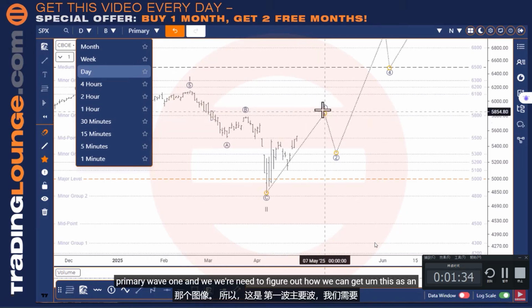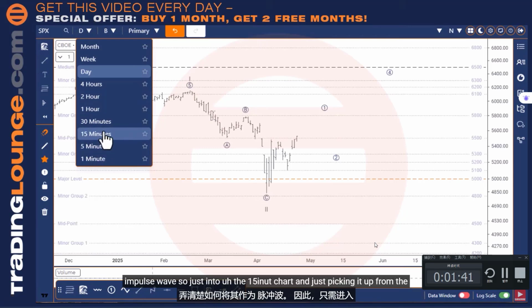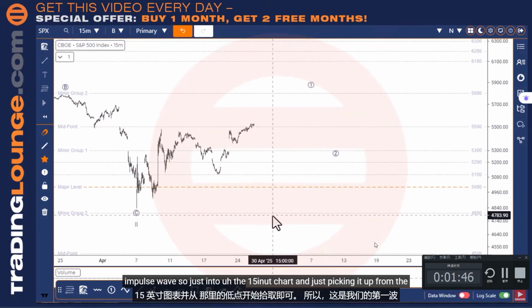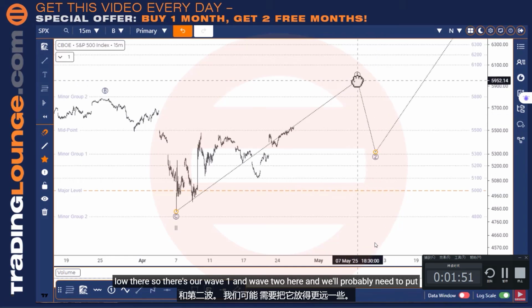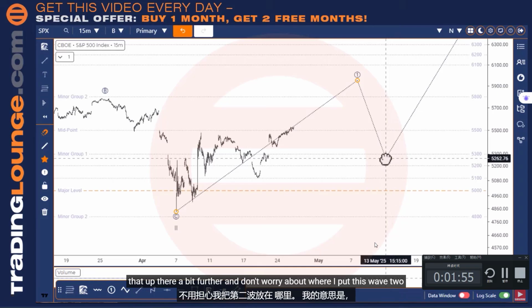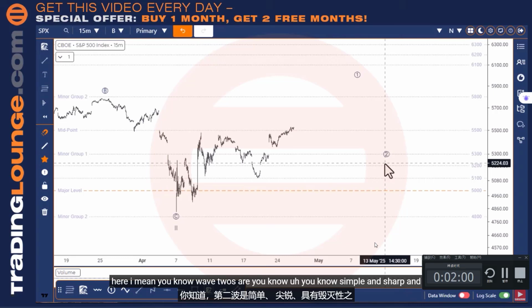So this is primary wave 1, and we need to figure out how we can get this as an impulse wave. So just into the 15-minute chart and just picking it up from the low there. So there's our wave 1 and wave 2 here, and we'll probably need to put that up there a bit further. And don't worry about where I put this wave 2 here. I mean, wave 2's simple and sharp and devastating and those sort of things. So we'll just do our best to work through that.